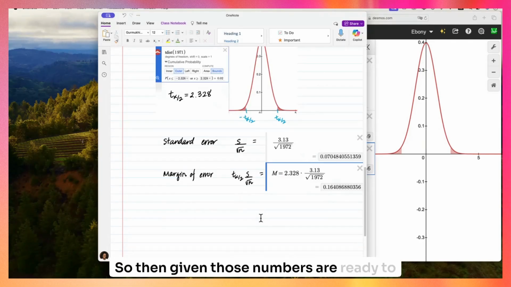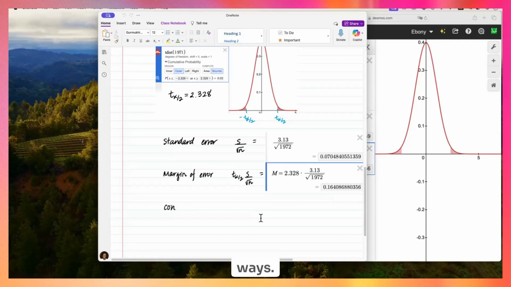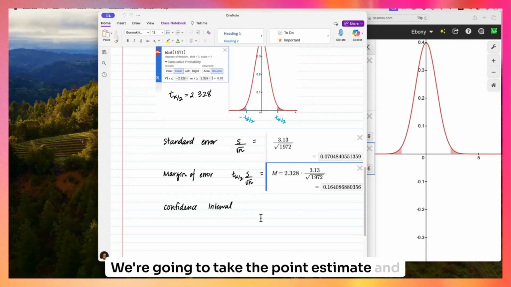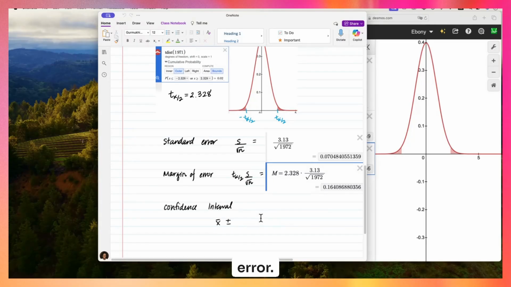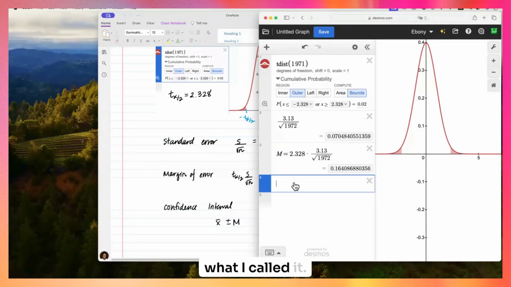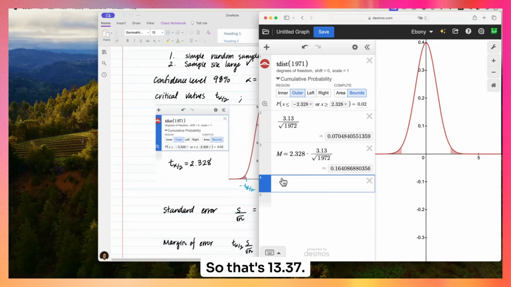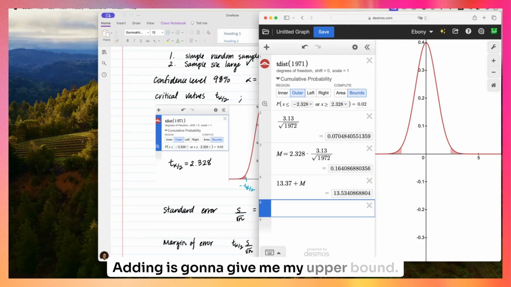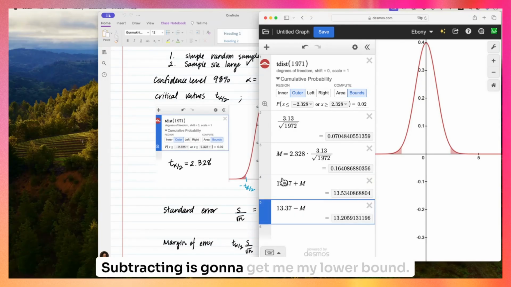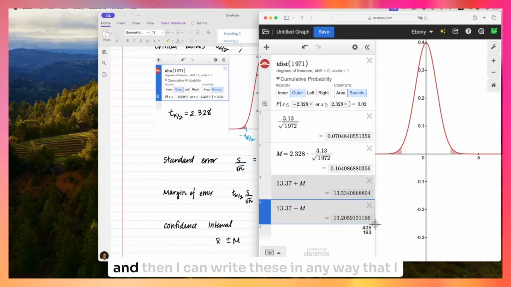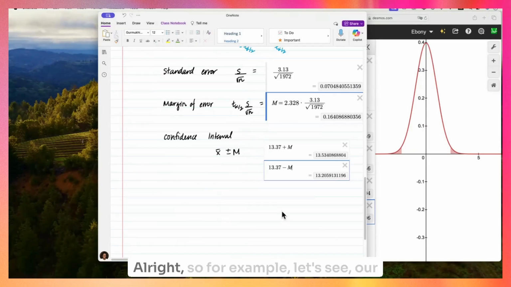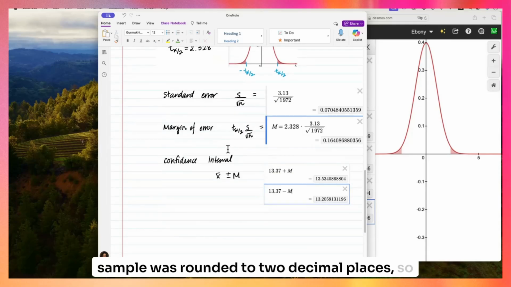So then given those numbers, we are ready to create the confidence interval, which can be written in 3 ways. We're going to take the point estimate and we're going to add or subtract the margin of error. And so that's where I'm going to use that, what I called M. The point estimate for us is the sample mean, so that's 13.37. Adding M is going to give me my upper bound. Subtracting M is going to get me my lower bound. And then I can write these in any way that I need. The sample was rounded to 2 decimal places, so we're going to round in kind.